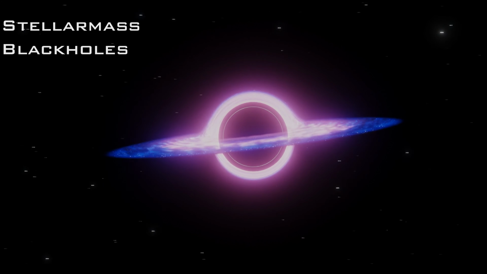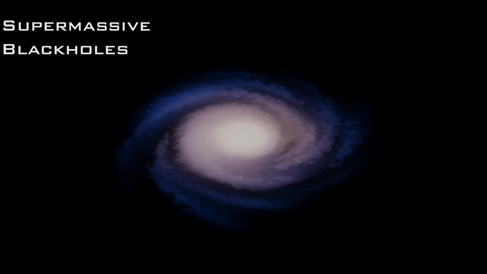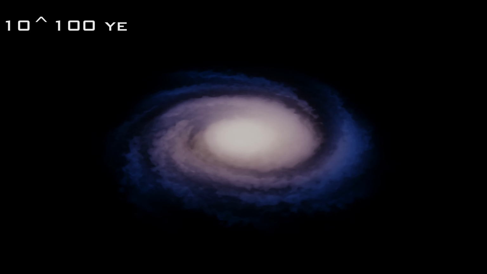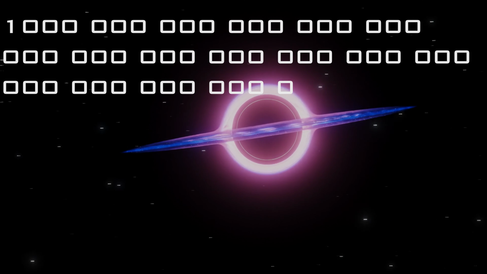A second type of black holes are supermassive black holes, which we believe to be in the center of every large galaxy and live on for up to 10 to the power of 100 years. That's 1 with 100 zeros.